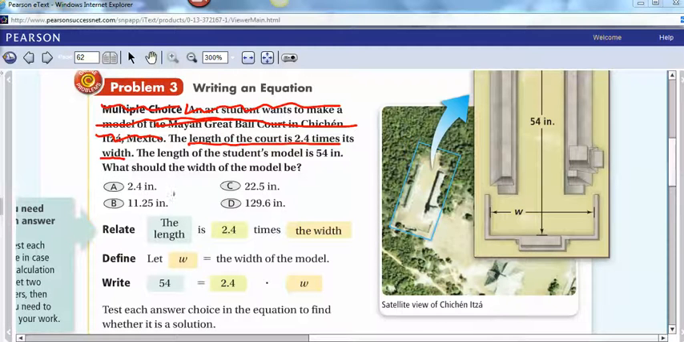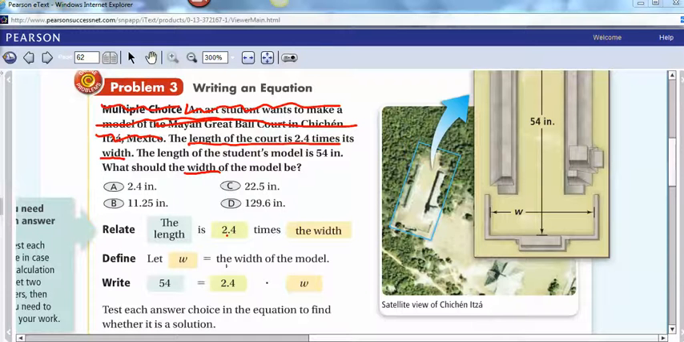It's garbage. The length of the student's model is 54 inches. What should the width be? So what are we trying to solve for here? The width. Does everybody agree? Because the question says, what should the width of the model be? So look how they set this up. The length is 2.4 times the width. All right? The length is 2.4 times the width.